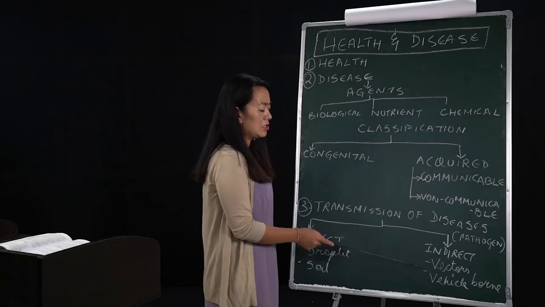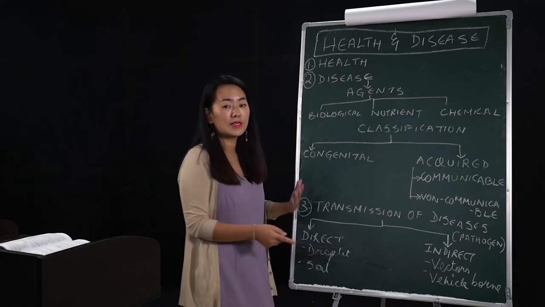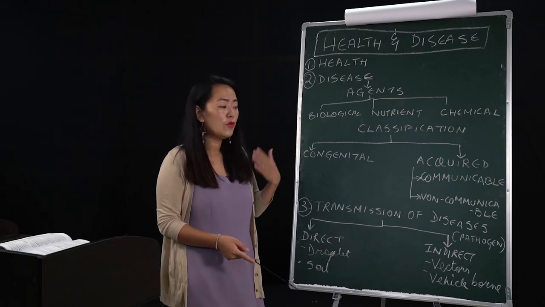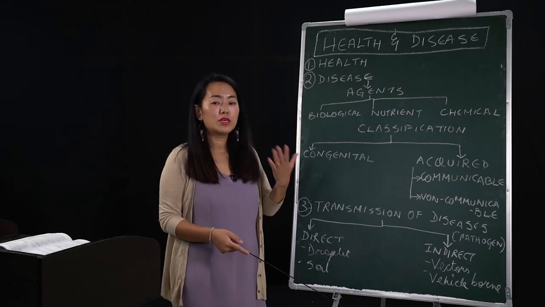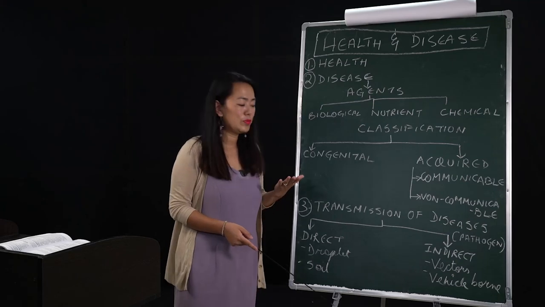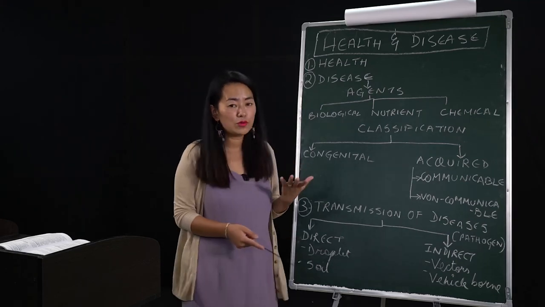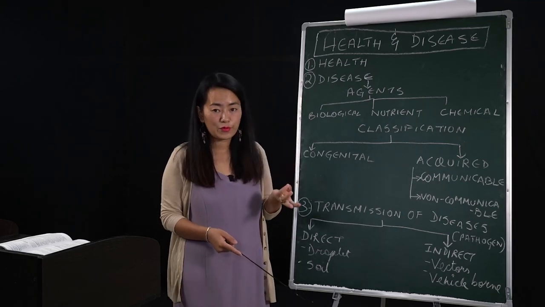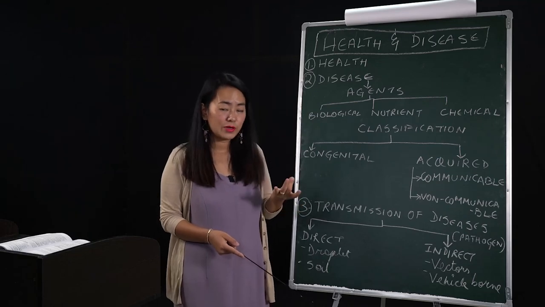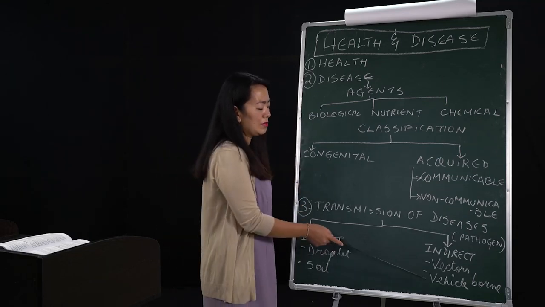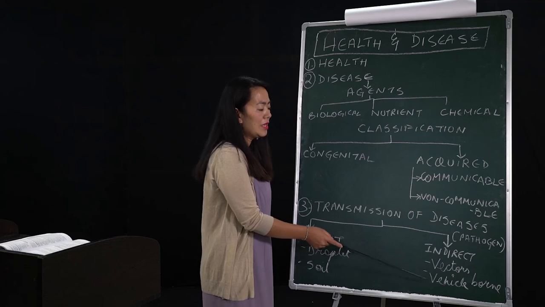Indirectly, you get the disease through vehicle-borne transmission. That means examples like water, okay, food. What is the most common example of diseases that you get through food and water? You get typhoid, cholera, dysentery. This all comes under the vehicle-borne diseases.